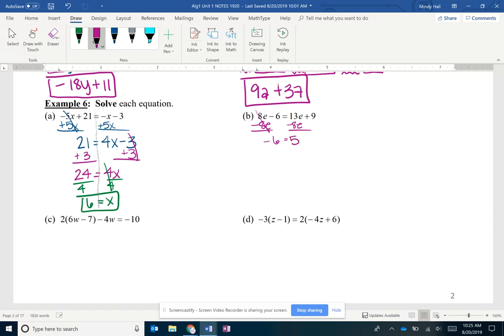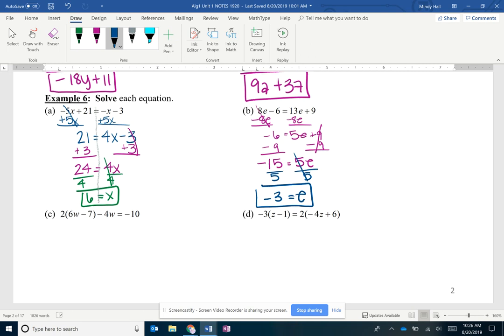So then I have negative 6 equals 5e plus 9. So then I would need to subtract the 9 to cancel it out. Negative 6 minus 9 is negative 15. And then because this is 5e, or 5 times e, we need to divide by 5 to cancel it out, so that we just get that e is negative 3.